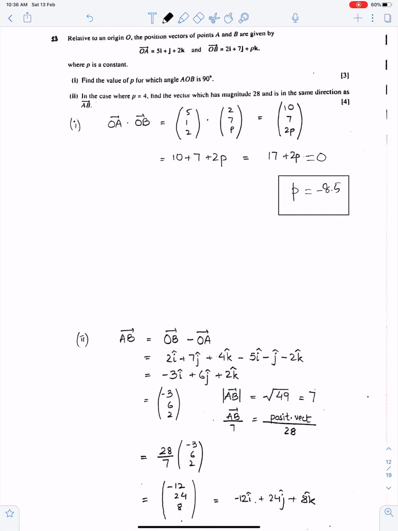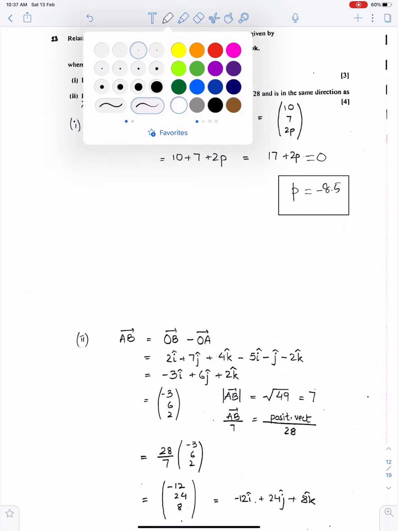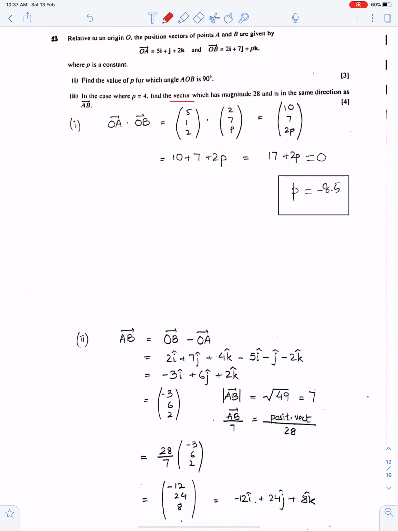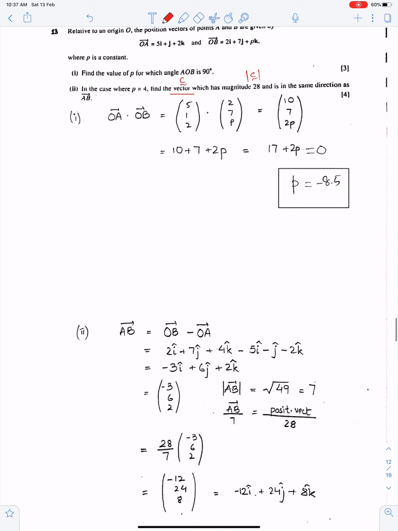Now the next part. In the case when P is 4, find the vector which has magnitude 28 and is in the same direction as AB. We have done this type of question before. So you can just suppose that vector as vector D or C. Let's suppose that vector is vector C. And this vector has magnitude 28. I will use ratio method. And this vector is in the same direction as vector AB.